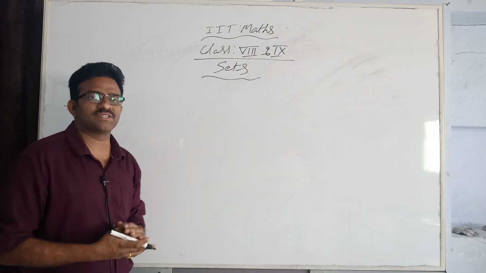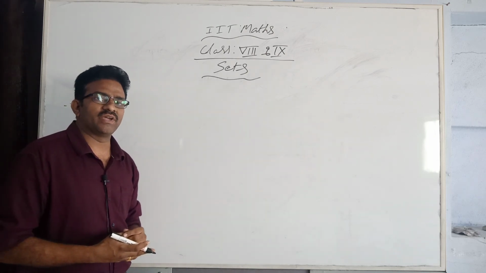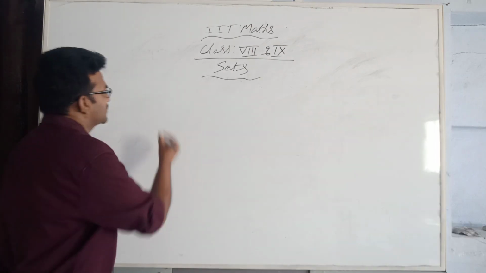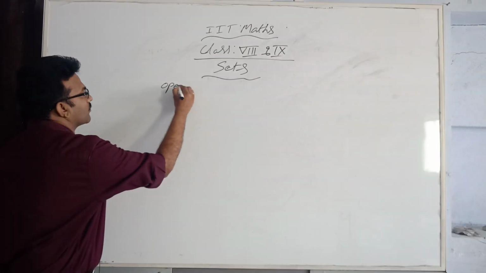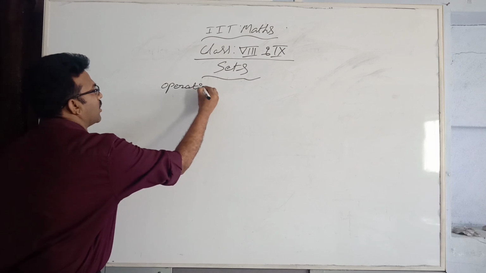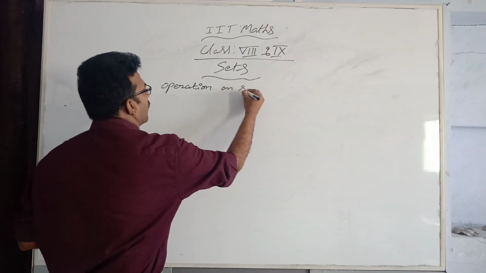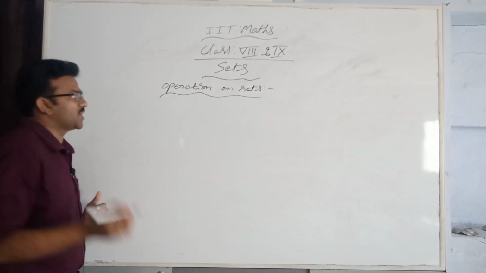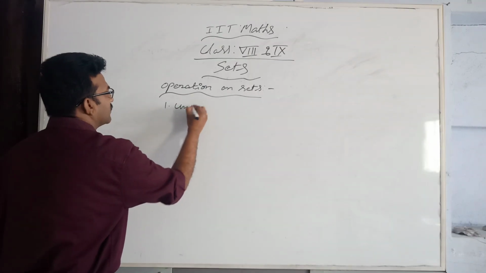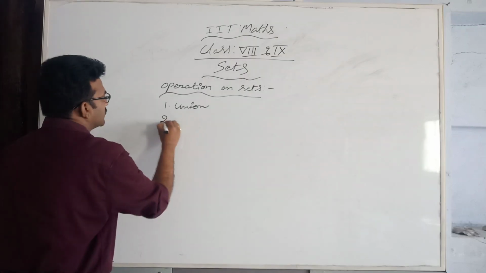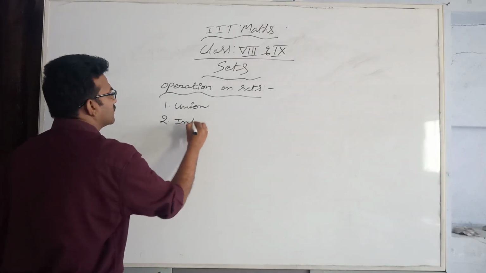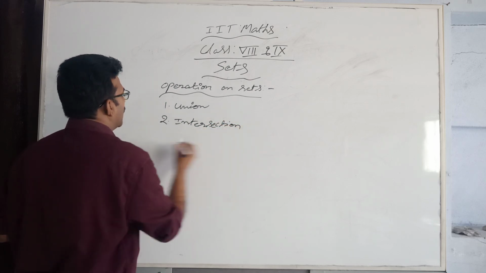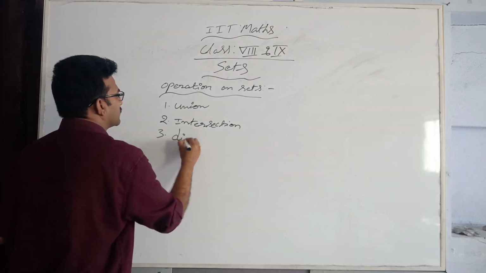So introduction of the sets, later types of the sets we have taken. Today we are going to discuss about operation on sets. Here we are considering three types of the operations. One is union, second one is intersection, and third one is difference.